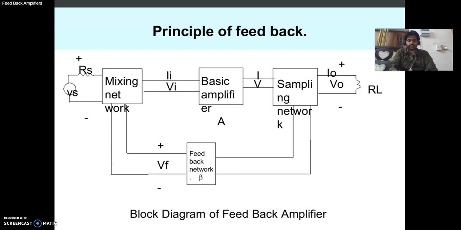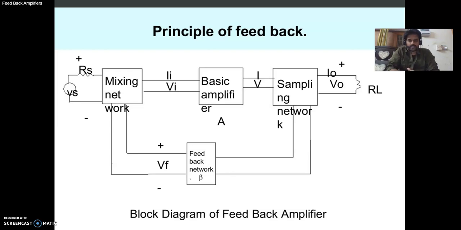Before going to the session, let me recall the concepts which had been discussed earlier. In the last class, I had discussed feedback, what is feedback, the types of feedback, and the gain of negative feedback. That means the derivation part, where Af is equal to A by 1 plus A beta, was derived and explained in the last session.